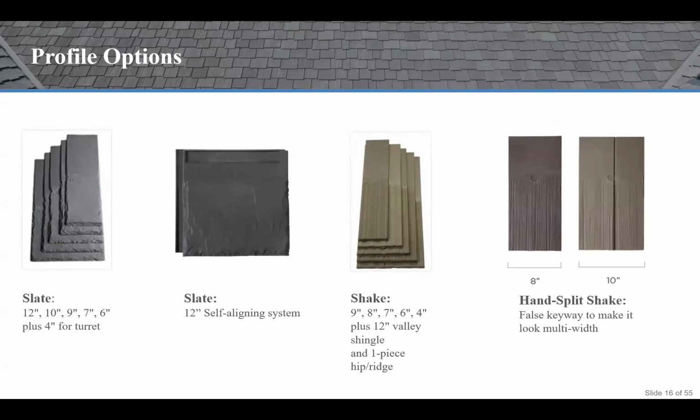There are also different profile options. There are multi-width and single width profiles with slate and shake, which offer a traditional look and the use of traditional install techniques. There are the self-aligning systems, which offer the look of slate and shake in a more lightweight and cost-effective design. What's really cool about the self-aligning systems is they're designed to snap and fit together for faster installation. I think of it almost like a puzzle. Everything just clicks during install. And then some manufacturers offer a type of shake product that is made with a false keyway, which gives off that multi-width appearance with a single tile.